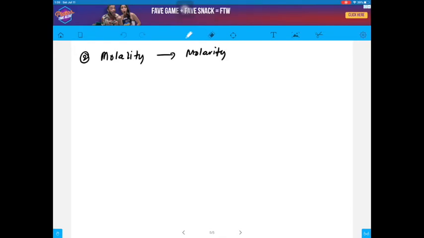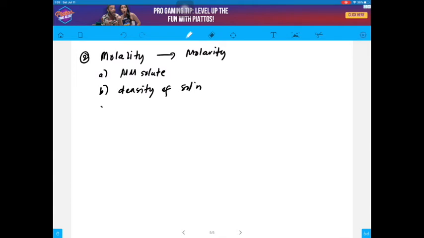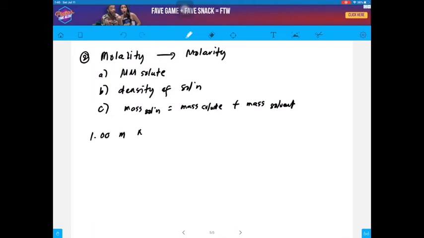The next example is conversion of molality to molarity. So what do we need in this conversion? We need three things. The molar mass of the solute. Second is the density of the solution. And the third one is the relation that the mass of the solution is equal to the mass of the solute plus the mass of the solvent. Suppose we would like to convert 1 molal of sodium chloride solution to molarity of sodium chloride.